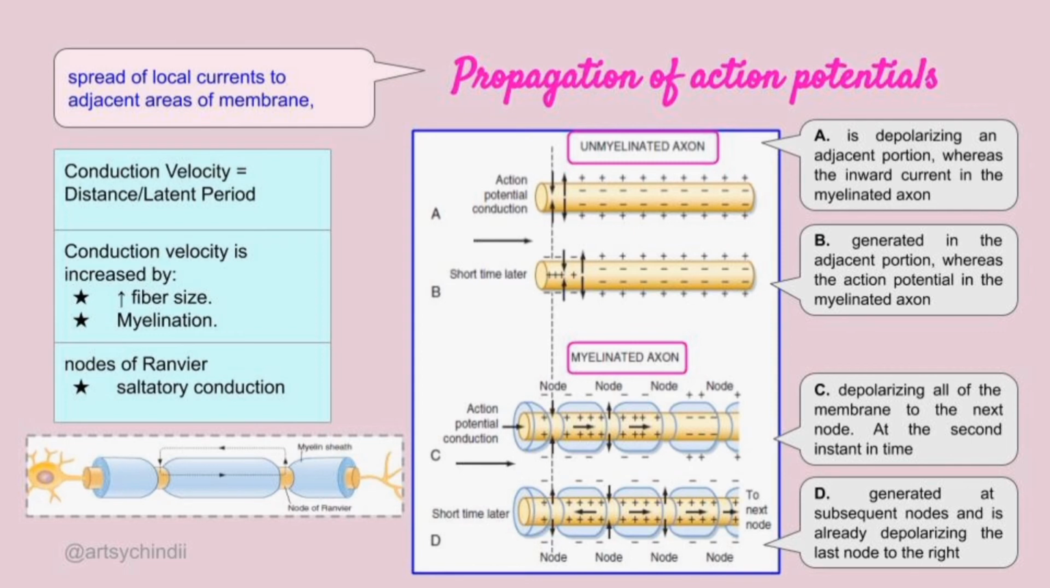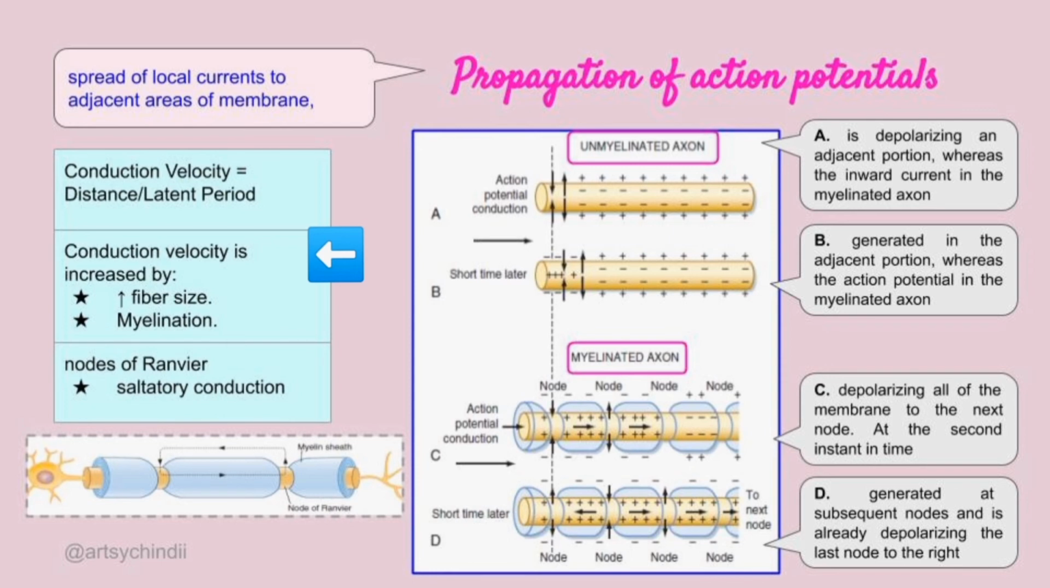Propagation of the action potential occurs by the spread of local currents to adjacent areas of membrane, which are then depolarized to threshold and generate action potentials. The conduction velocity is increased by increased fiber size and myelination. The increased fiber size increases the diameter of the nerve fiber, which results in decreased internal resistance. Thus, the conduction velocity down the nerve is faster.